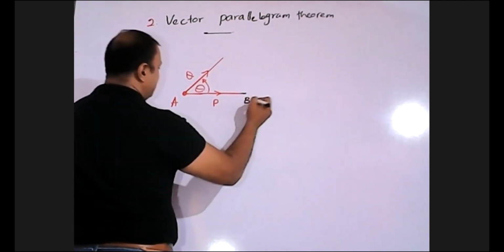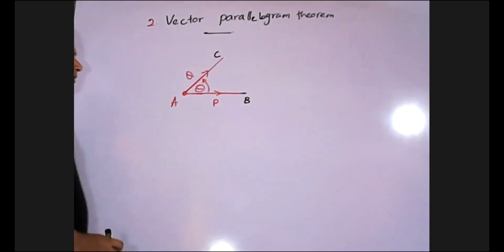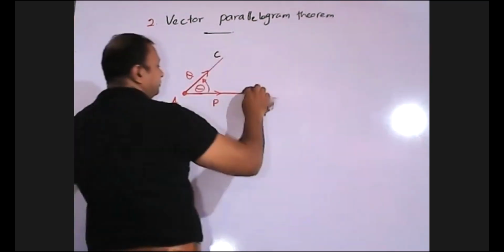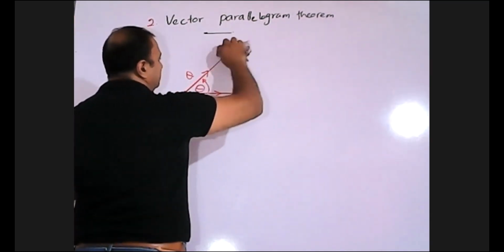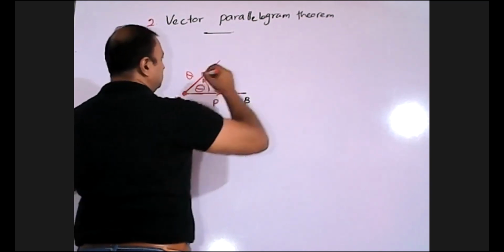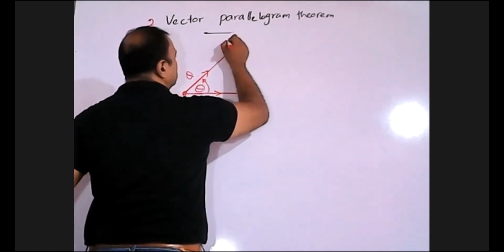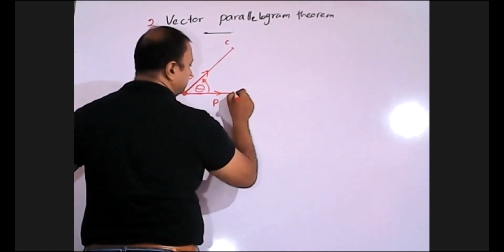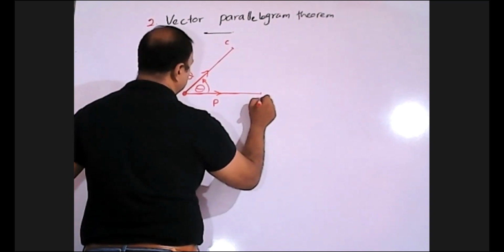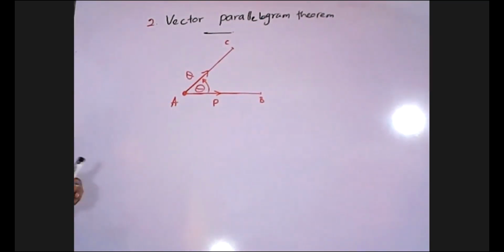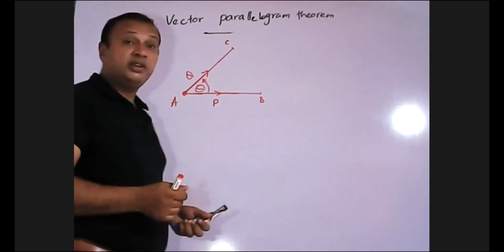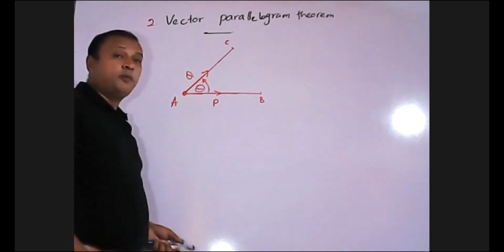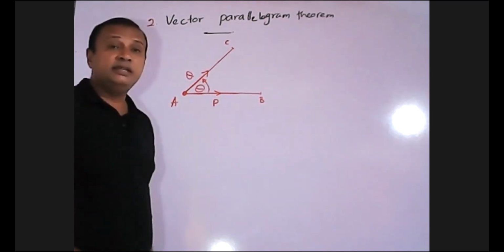Suppose this is B, this is C. This is B and C. Suppose you are given this kind of vector system. These two vectors are coplanar vectors which are acting at the point A.